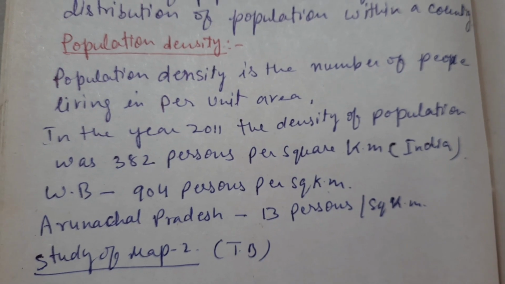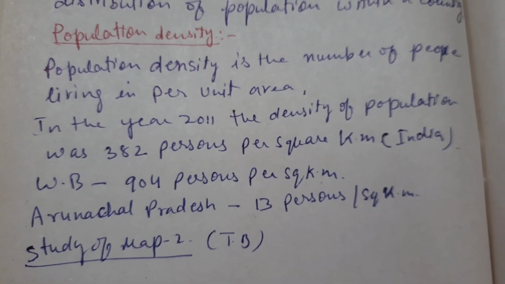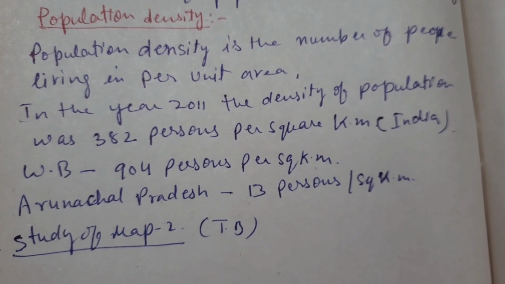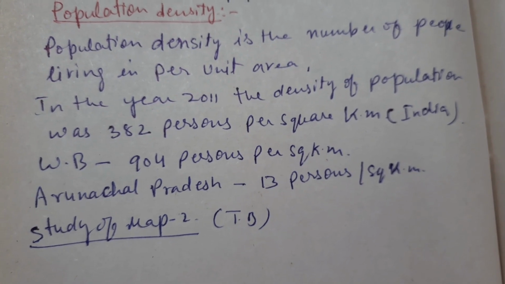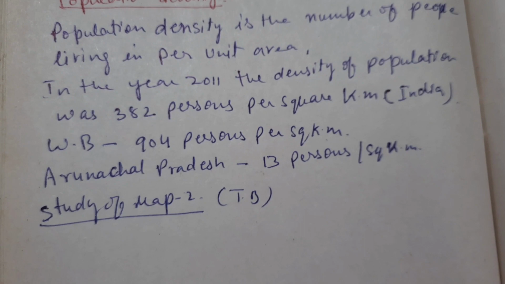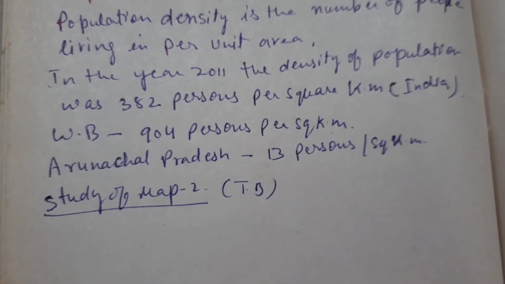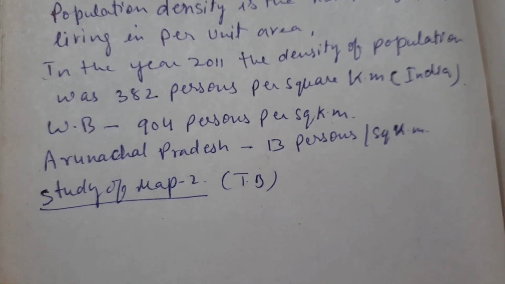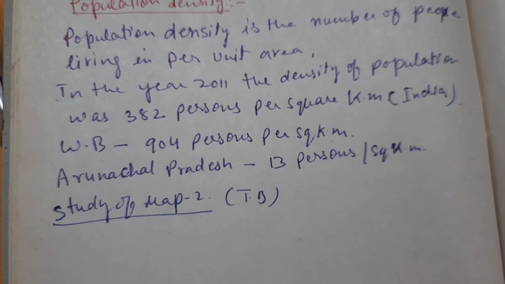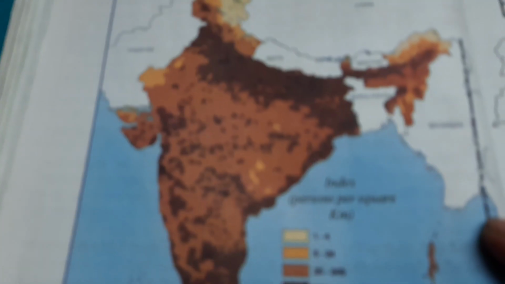Now, what is population density? Population density is the number of people living per unit area. In the year 2011, the density of population was 382 persons per square kilometer in India. In West Bengal, it was 904 persons per square kilometer. In Arunachal Pradesh, it was 13 persons per square kilometer. Thus, we can see that in West Bengal, the population density is higher than in Arunachal Pradesh.